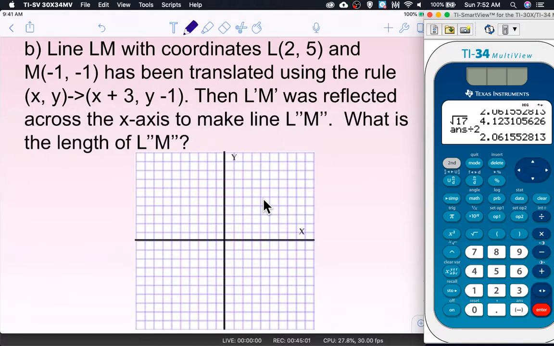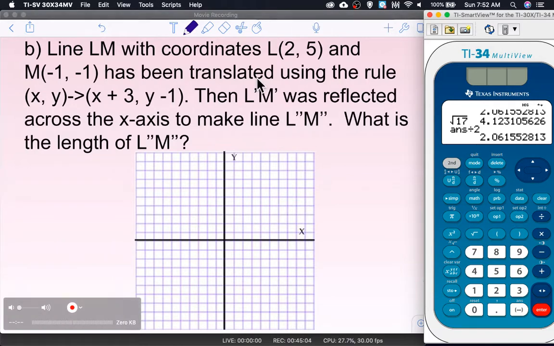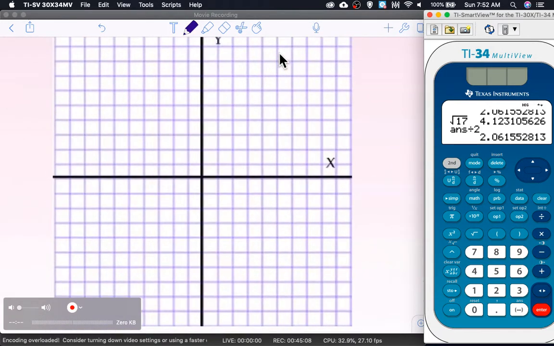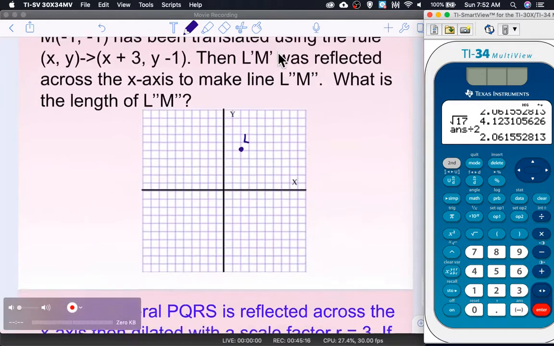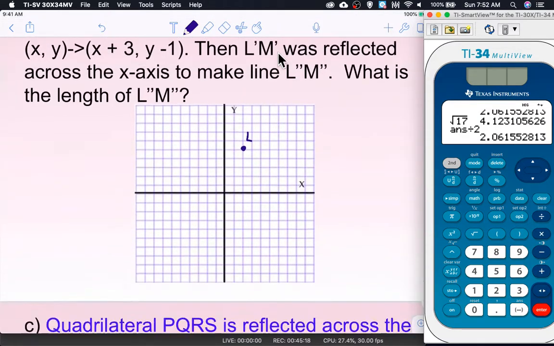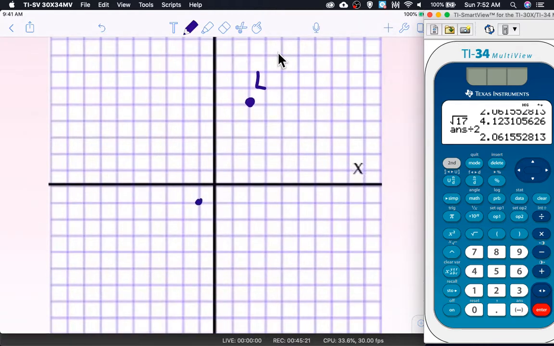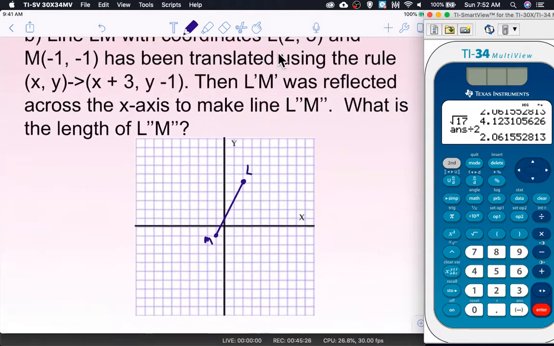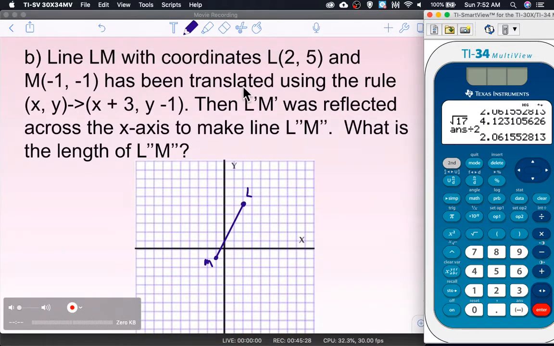Okay, so let's just start with our first line, the original, the pre-image. So 2, 5. 1, 2, 1, 2, 3, 4. There is point L, I think, at 2, 5. And point M is -1, -1. There's M. So there's the line. It's been translated using this rule and then reflected across the x-axis. What is the length of the line after all these transformations?